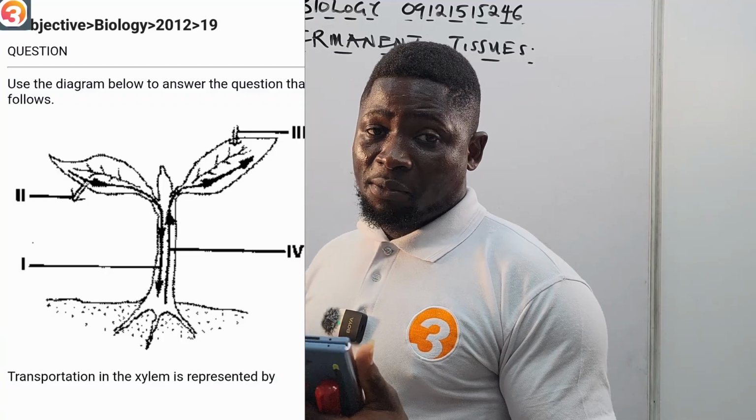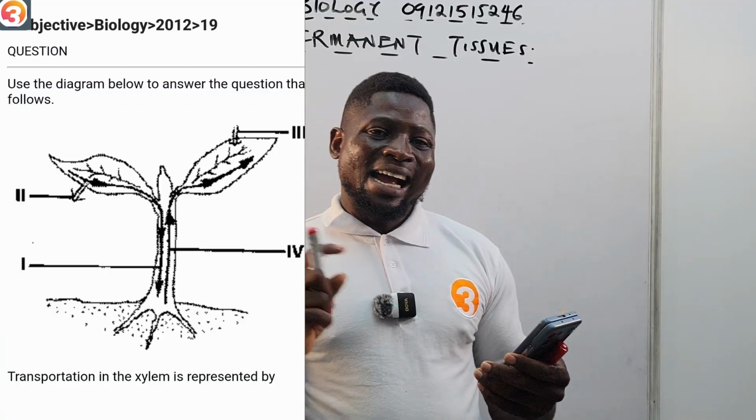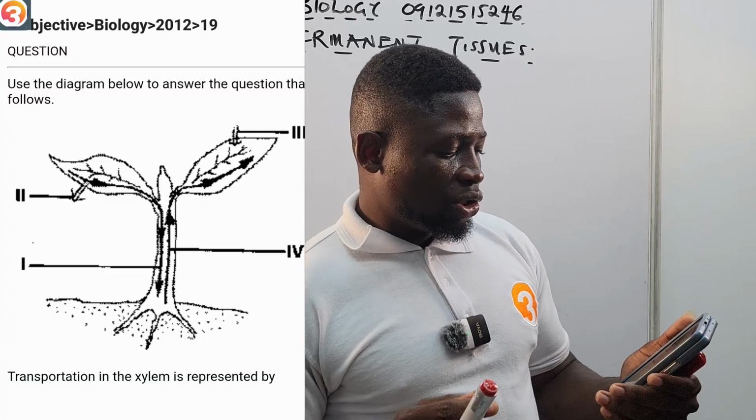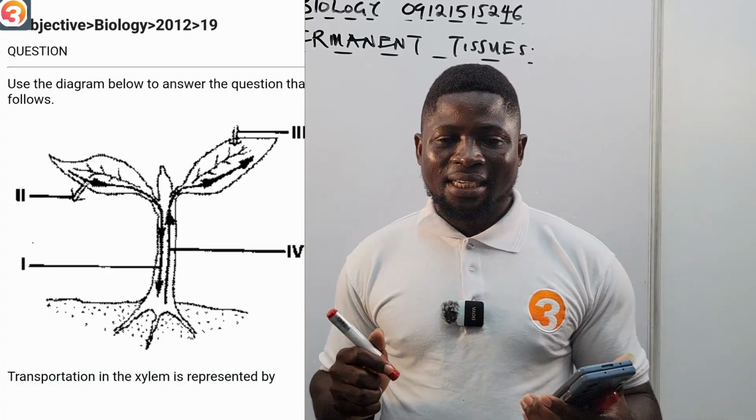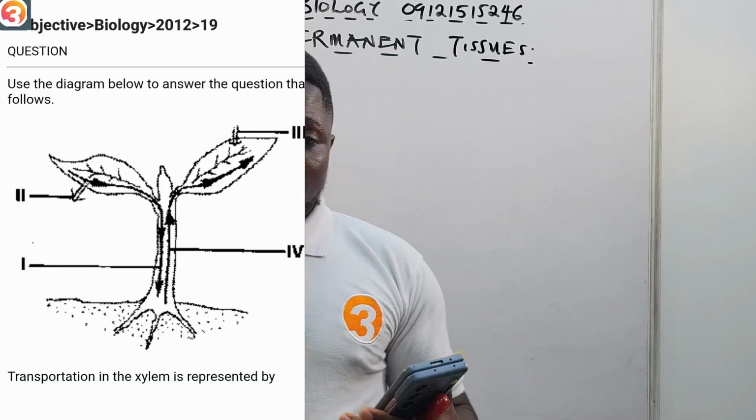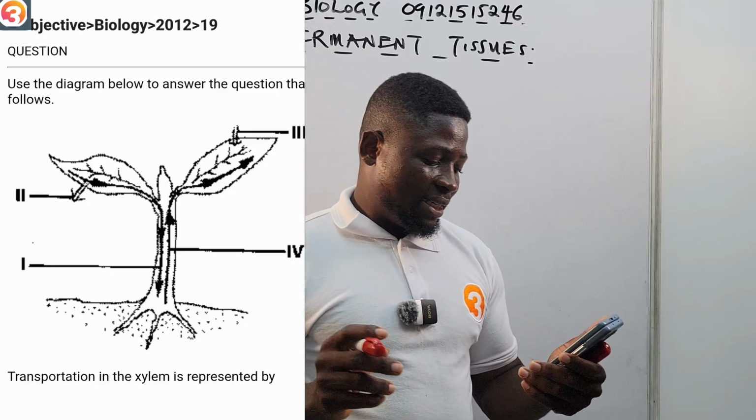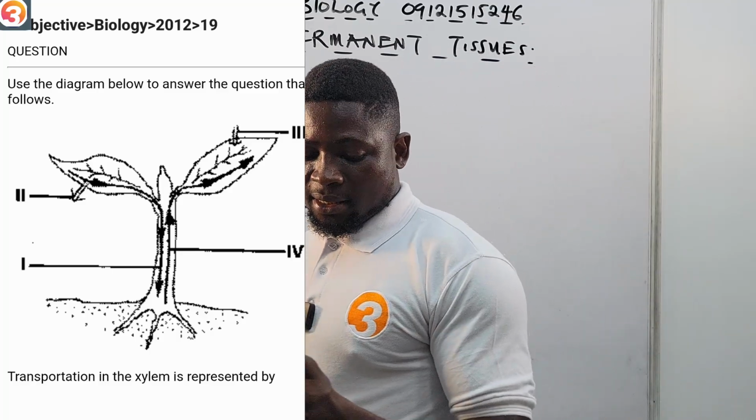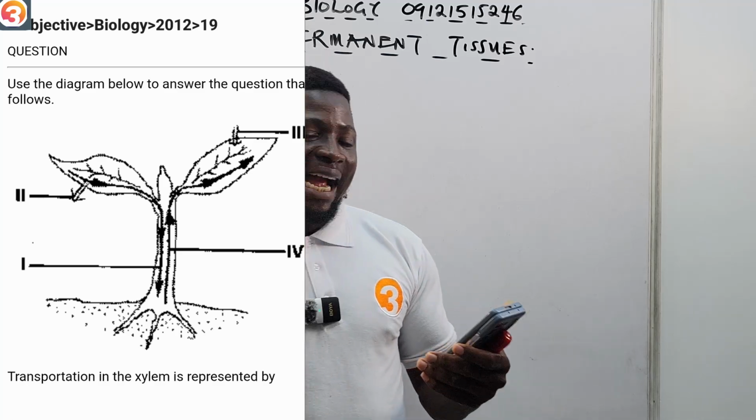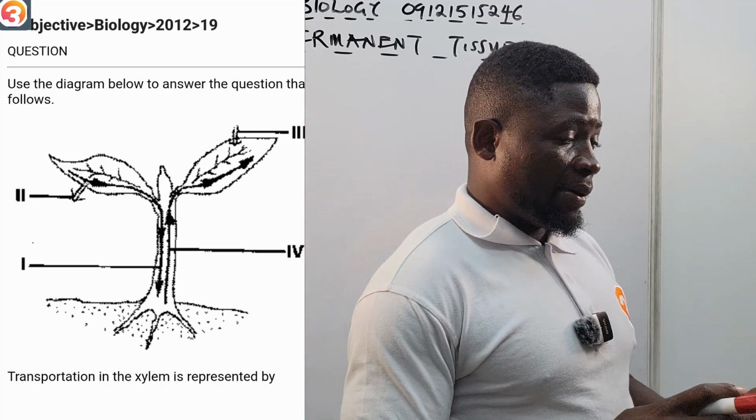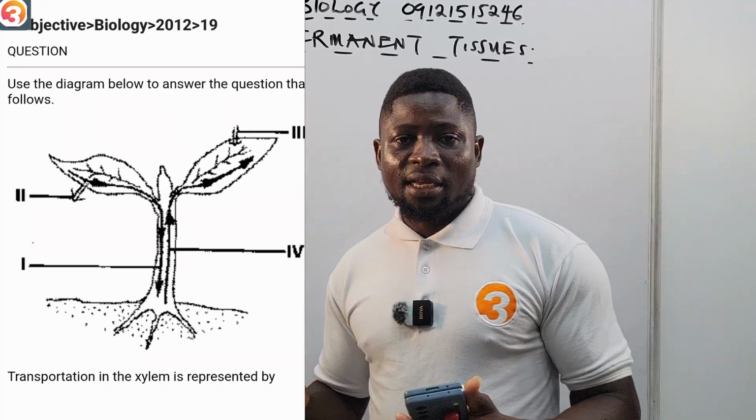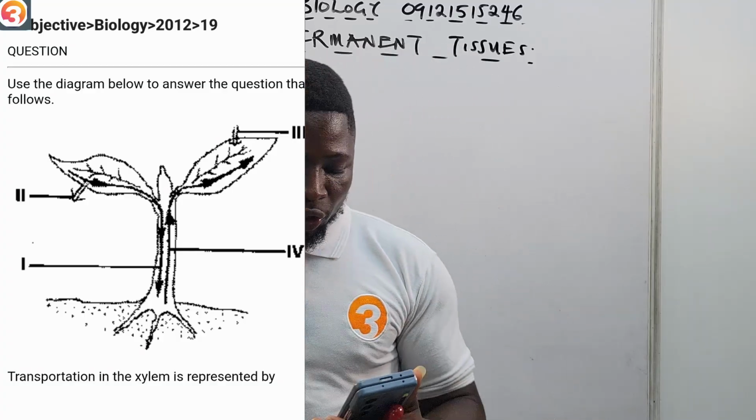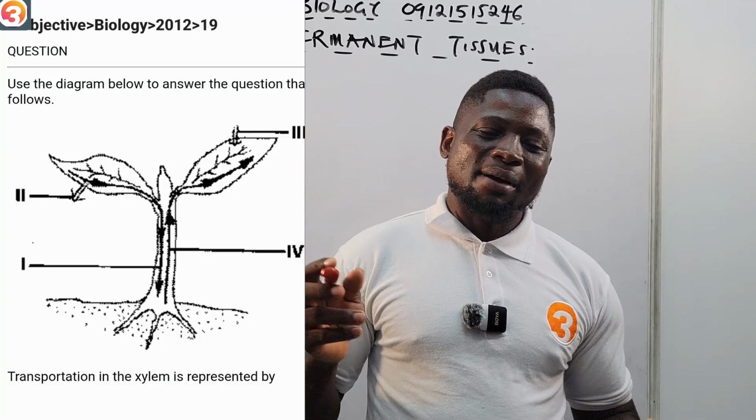You are given a diagram of a plant, all right? And then you are asked, the question says, transportation in the xylem is represented by A says I, B says II, C says III, D says IV. Look, different parts of the plant have been labeled, and we're asked that transportation in the xylem is represented by what?